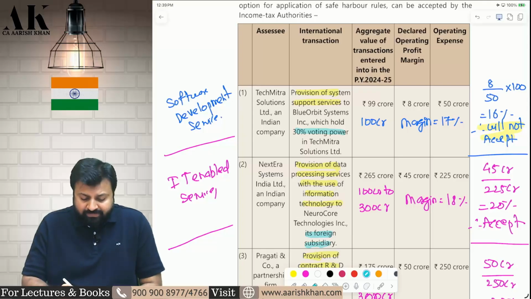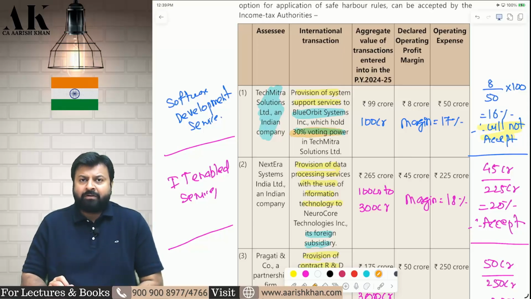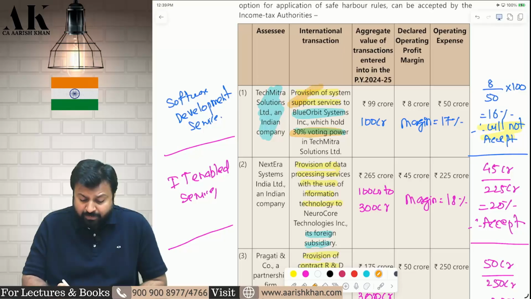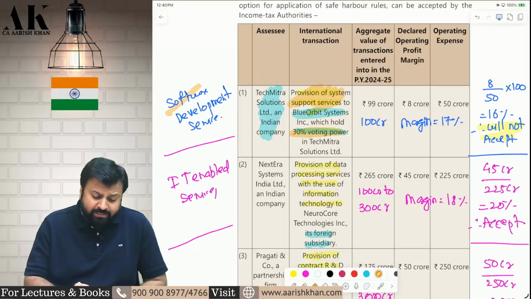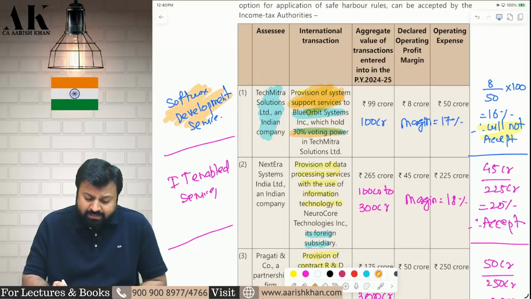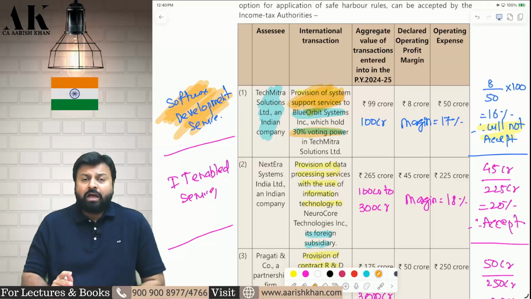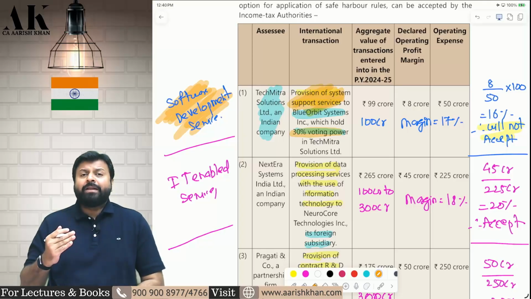First of all, the services are provided by Tech Mitra Solution, an Indian company, and it is provided to Blue Orbit Solution, and both of them are associated because one entity holds 30% voting power in another. Therefore, both of them are deemed to be associate enterprises. This is the first thing. Second thing, we need to find out the nature of service. The nature of service is provision of software development services, which is nothing but provision of support services, and software development services is covered in safe harbor rule. Therefore, now we need to find out the transaction limit and the percentage.